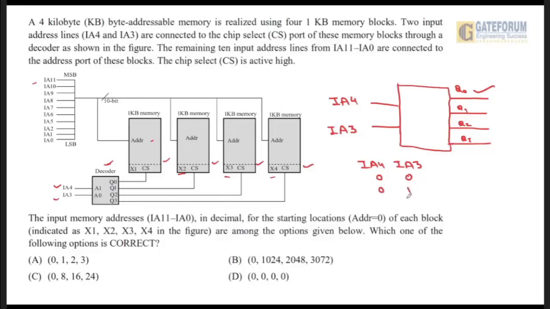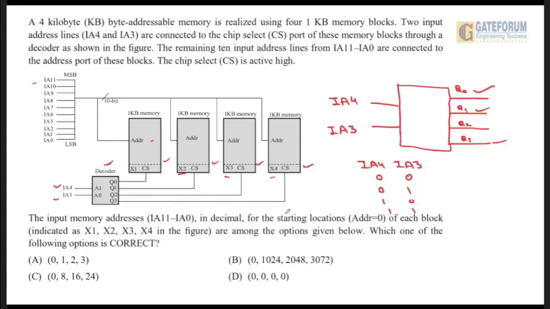When it is 0, 1, it means Q1 will be activated, Q1 will be 1 and the remaining will be zeros. When it is 1, 0, then Q2 will be activated, Q2 will be 1 and the remaining will be zeros. And when it is 1, 1, it means 3. It means Q3 will be activated, Q3 will be 1 and the remaining others will be zeros.